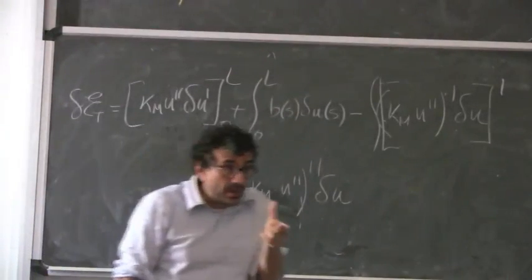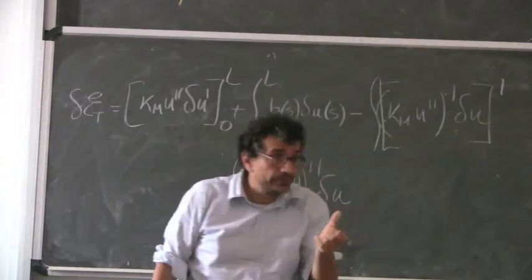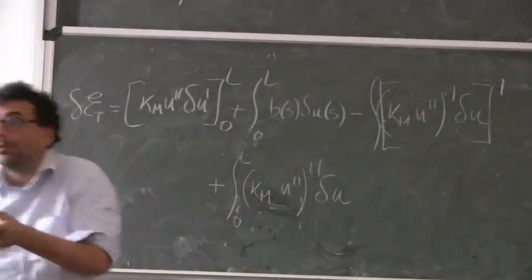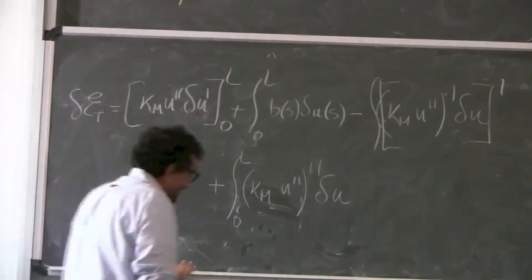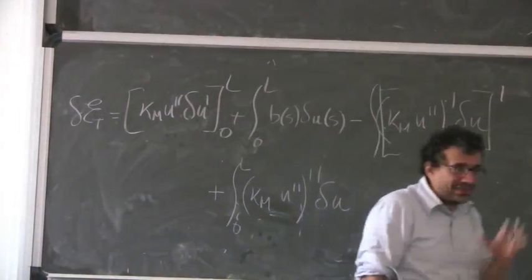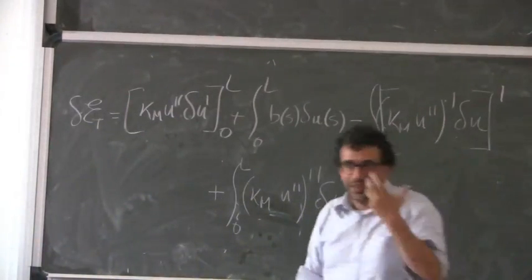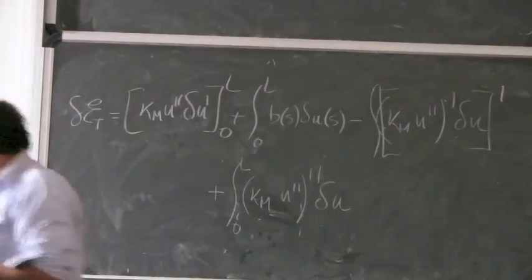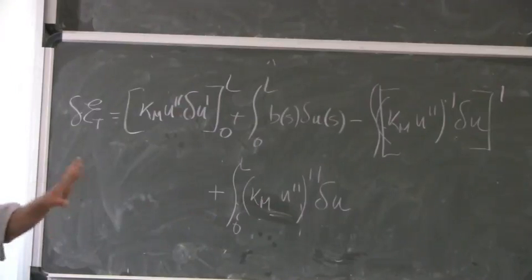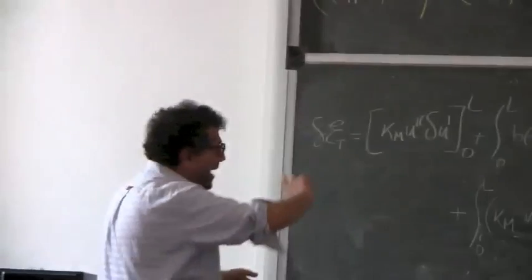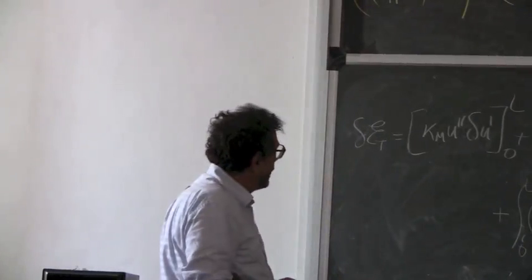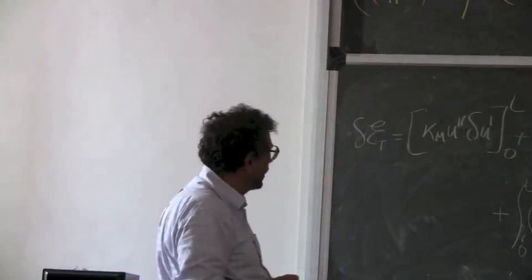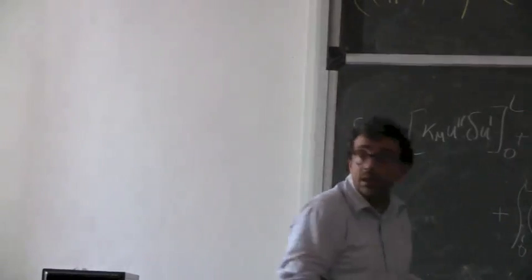Every integration by parts, you get a minus. With two integration by parts, you get plus. This is a trick. I think this is the 20th time I'm doing this calculation on a blackboard. So at the end, you know the tricks. But anyway, you must check everything. Every integration by parts you have a minus. Okay. And every integration is from 0 to L.